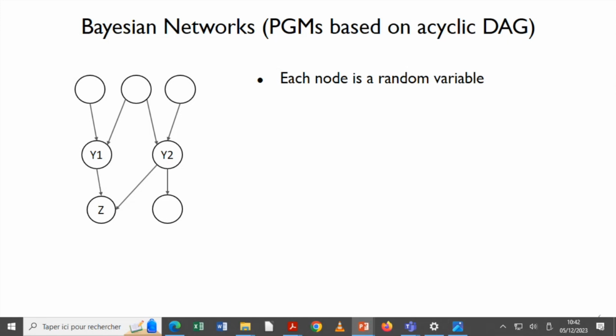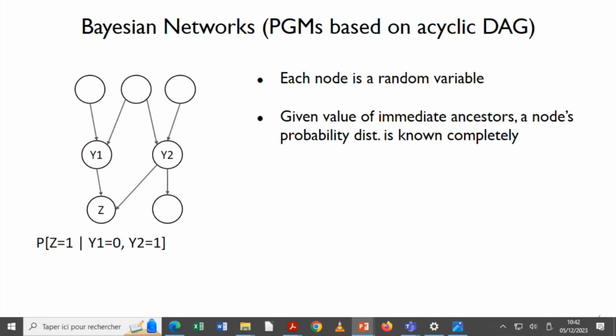So these are PGMs that are based on an acyclic graph, and each node is a random variable in this graph, where if you know the value of ancestors of a node, then you can completely determine the distribution of that node. So this is known as conditional independence.